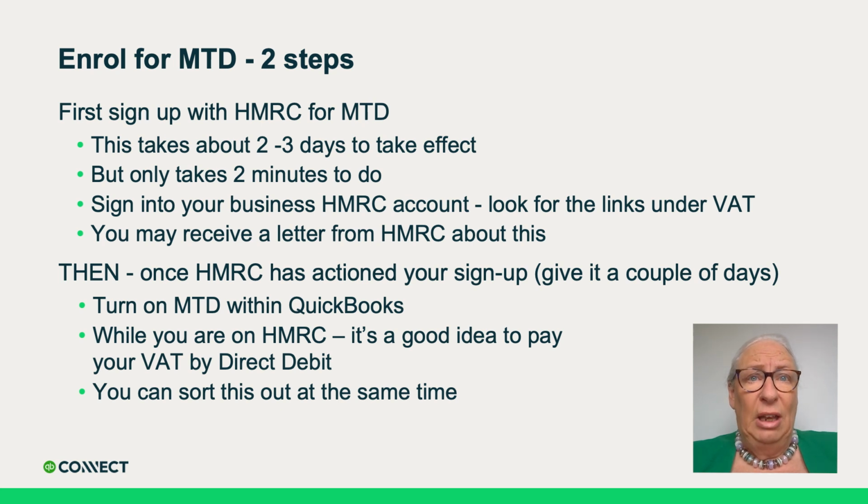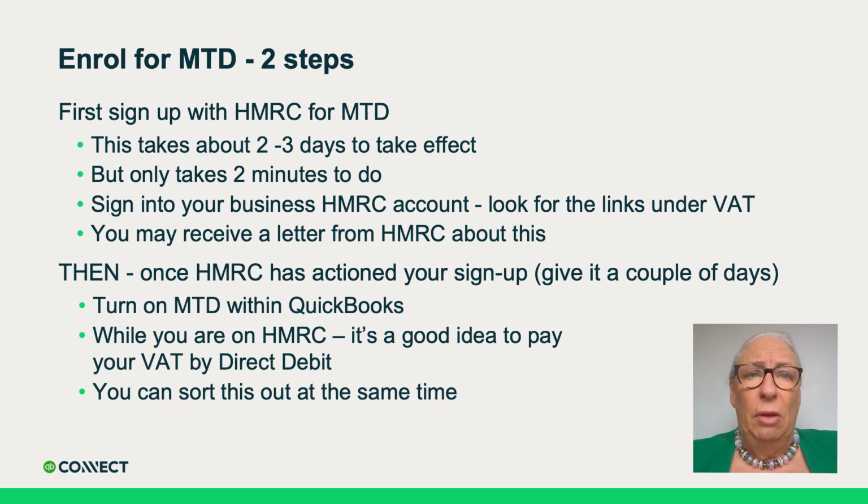So use your HMRC log-on, sign in, and look for VAT. You'll find there may well be more than VAT on your business tax account. You might have payroll or corporation tax. Go into the VAT bit of it, and look for the link to sign up to Making Tax Digital. Now, you've probably received a letter already from HMRC about this. If you haven't, it will arrive very shortly because they are writing to all of the businesses coming in to tell them what they need to do. Once you've done that, it's very easy, just clicking a box and entering something.